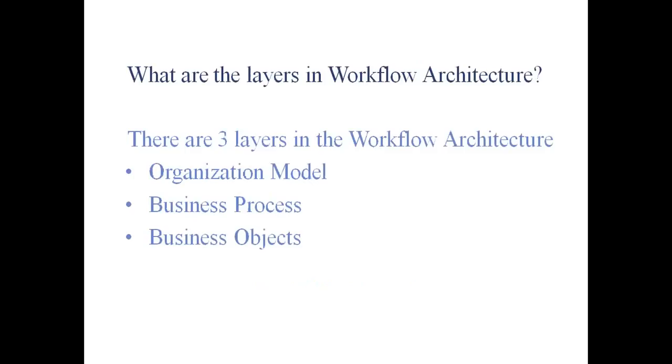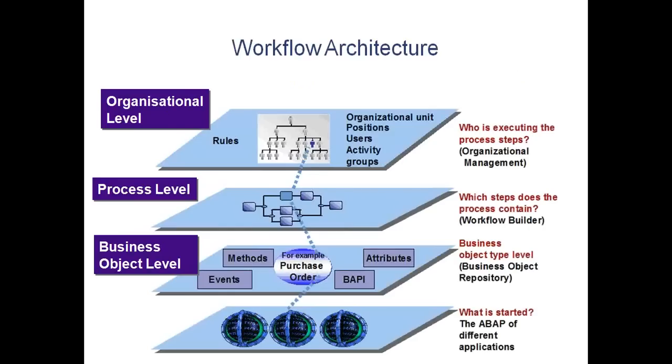Now coming to the layers of workflow architecture. There are actually three layers present in workflow architecture. First one is the organization model, second one is business process, and third one is business objects. Let me discuss one by one.